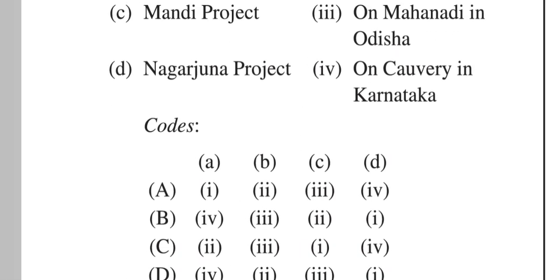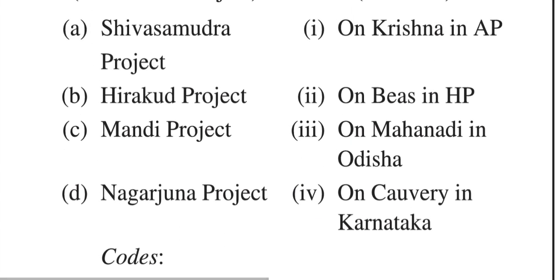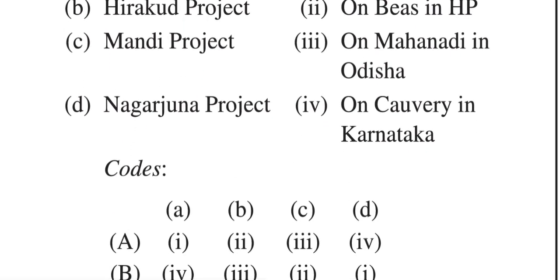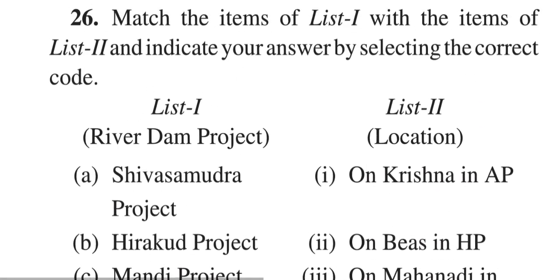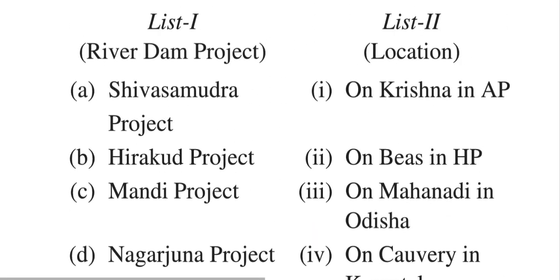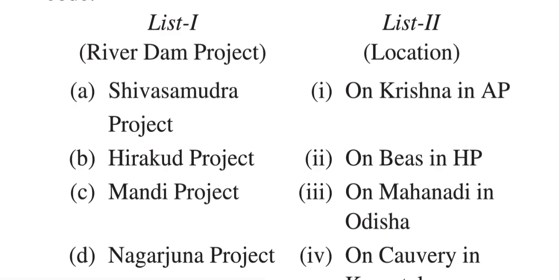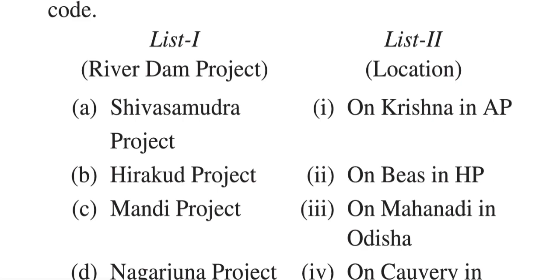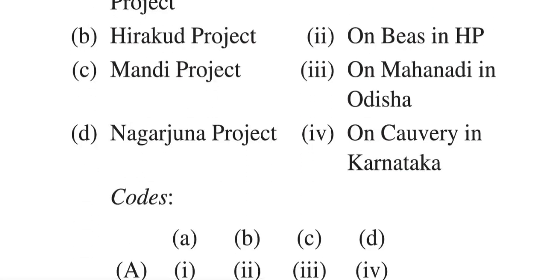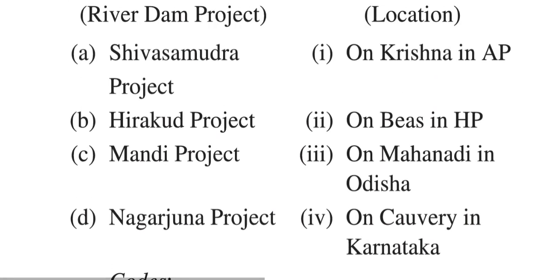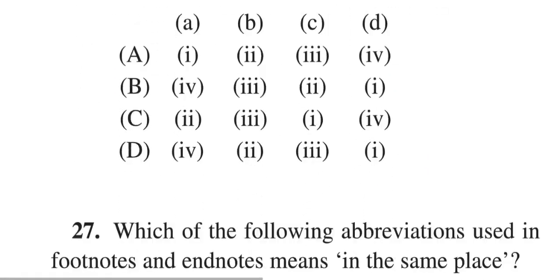That means A will be related to 4. Okay, A, that is Shiva Samudra project, it is related to on Kaveri in Karnataka. B will be related to 3, that is Hirakund project, it is related to on Mahanadi in Odisha. C2, Mandi project, it is related to on Bees in HP, if I am not wrong, Himachal Pradesh. I may be wrong, please do your own verification. D1, that is Nagarjuna project, it is related to on Krishna in AP, Andhra Pradesh, if I am not wrong. Okay, now let's move on to next question.